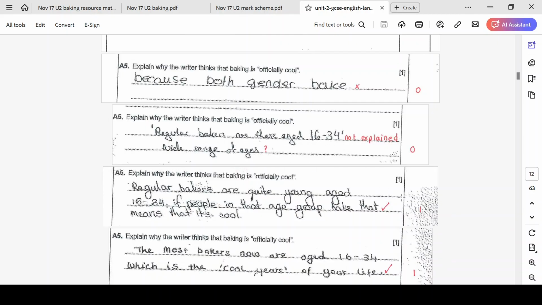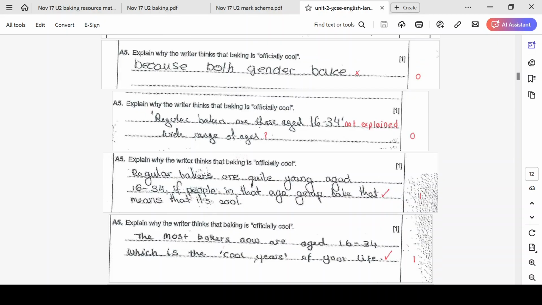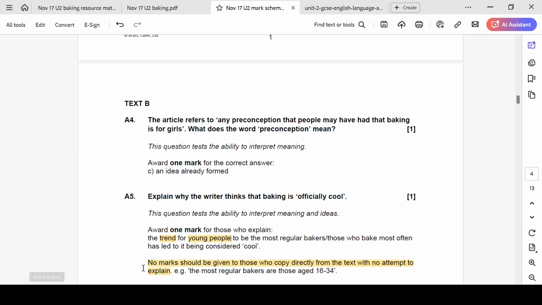This person's got the full marks though. Regular bakers are quite young, age 16 to 34. If people in that age group bake, that means that it's cool. Or another way of saying it, most bakers now are age 16 to 34, which is the cool years of your life. There's a million different ways of writing this, but you need to get the right bit of the text, obviously. That's completely wrong. And just copying, just quoting is not going to be enough. In fact, it says this in the mark scheme. No mark should be given to those who copy directly with no attempt to explain. So they've put here trend for young people to be the most regular bakers, or those who bake most often, has led to it being considered cool.